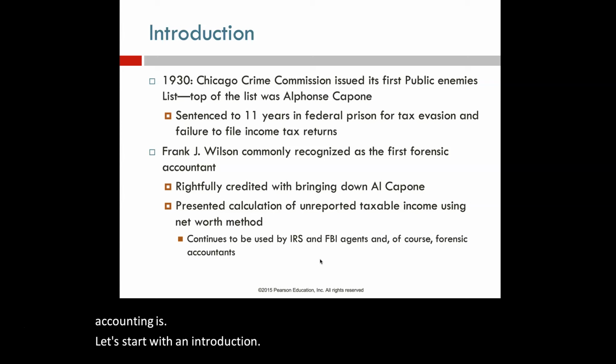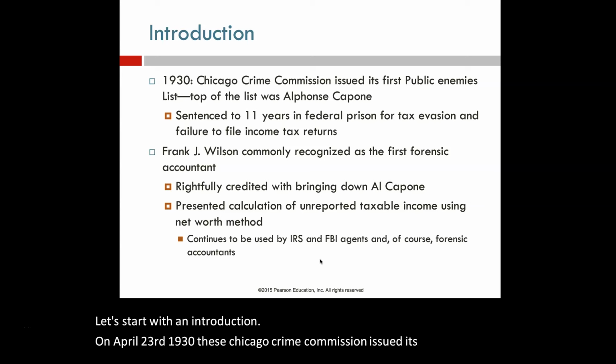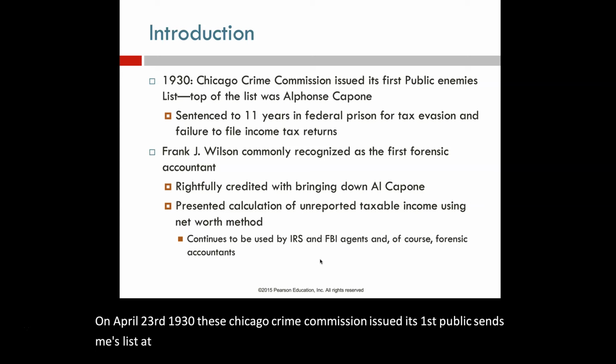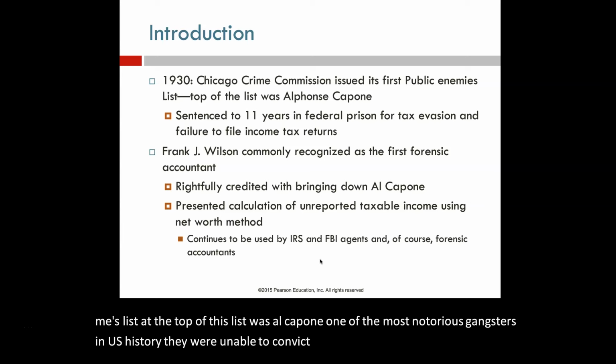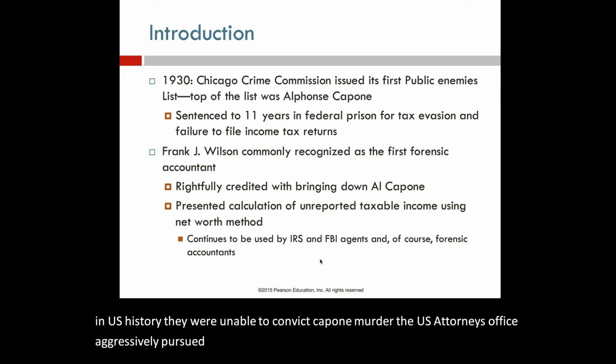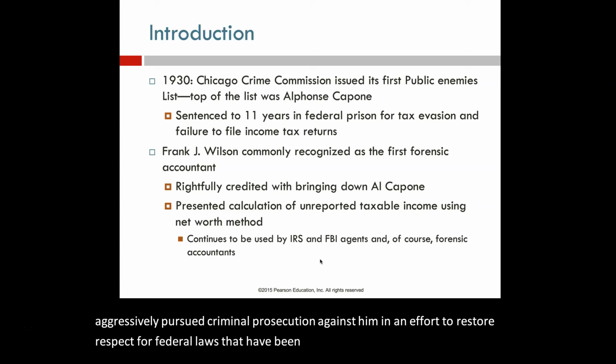On April 23, 1930, the Chicago Crime Commission issued its first public enemies list. At the top of this list was Al Capone, one of the most notorious gangsters in U.S. history. They were unable to convict Capone on murder. The U.S. Attorney's Office aggressively pursued criminal prosecution against him in an effort to restore respect for federal laws that had been eroded because of this gangster class.